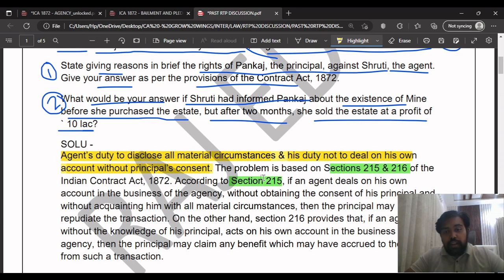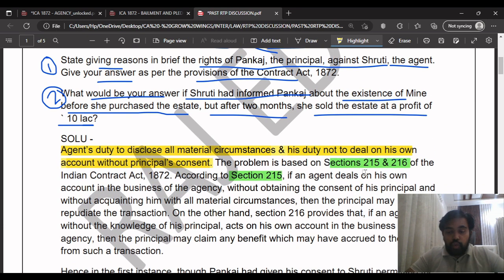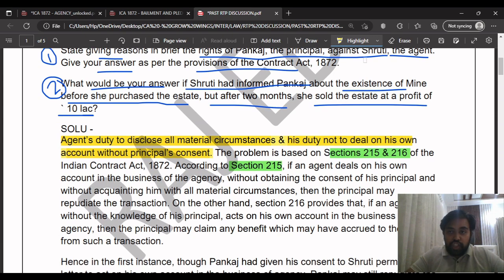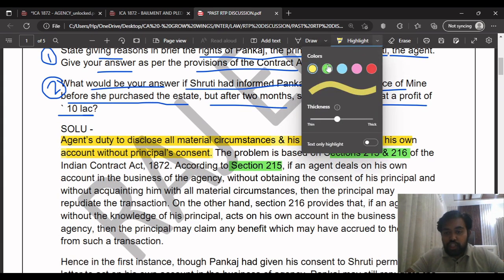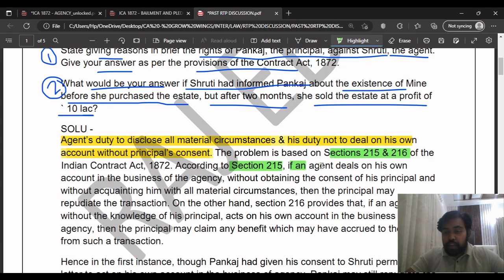After writing that, next you have to write Section 215 and Section 216. Section 215, what does it say? It says that if an agent deals on his own account in the business of the agency without obtaining the consent of the principal, without acquainting him with all the material circumstances, then the principal can cancel the transaction. Why I said cancel is, repudiate means cancel.